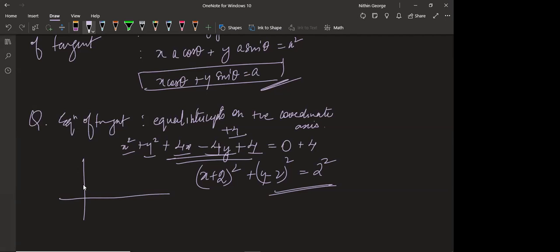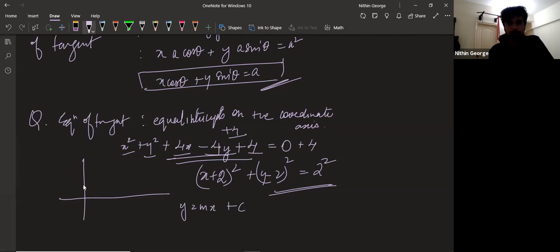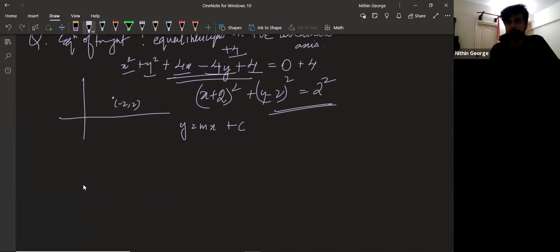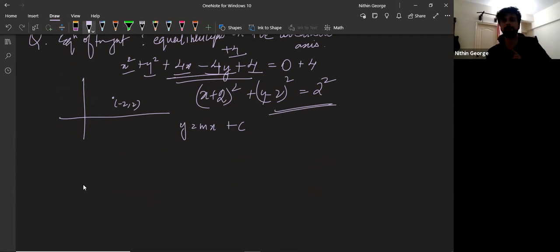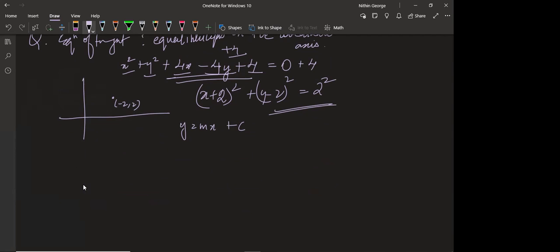We have to compare it with y equals mx plus c. But then there's a problem here, right? So what's the center point? Minus 2 comma 2. There are multiple ways of doing this. Sir, you can compare those with capital X, capital Y. Yes, that's the other way of doing this. Correct. So first we'll do Lakshanya's method, then we'll do Arun's method.